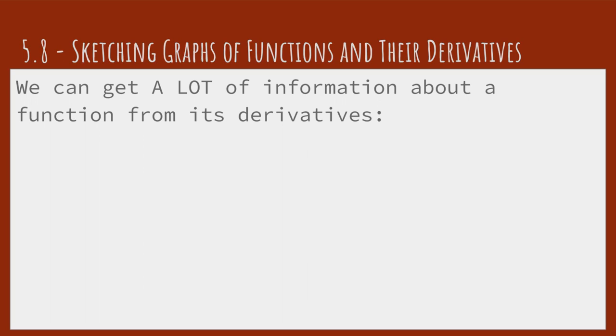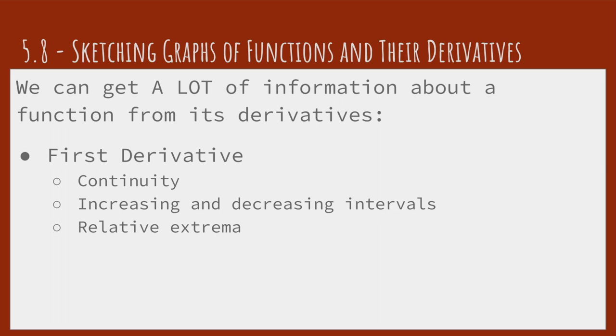So, we can get a lot of information about a function from its derivatives. For example, from the first derivative we can first infer continuity, because we know that if a function has a derivative at a point, it's also continuous at that point, because differentiability implies continuity. We can also determine where a function's increasing and decreasing. Remember, where a derivative is positive, the function itself is increasing. Where a derivative is negative, the function is decreasing.